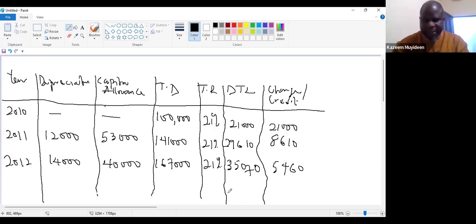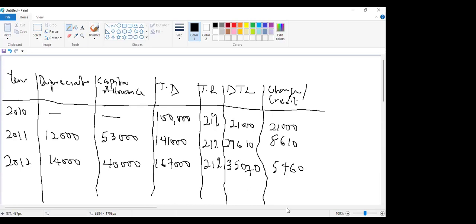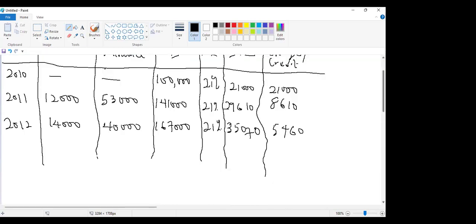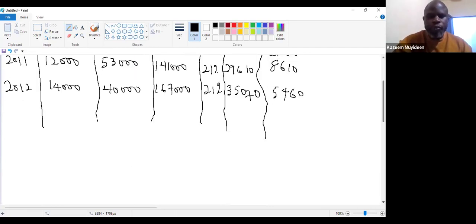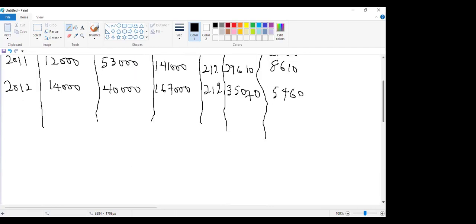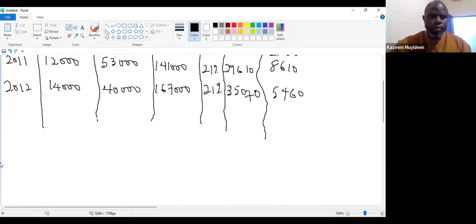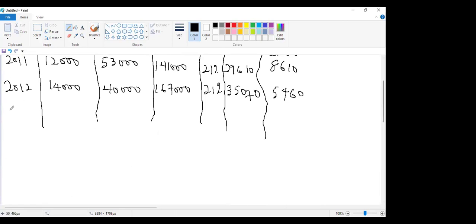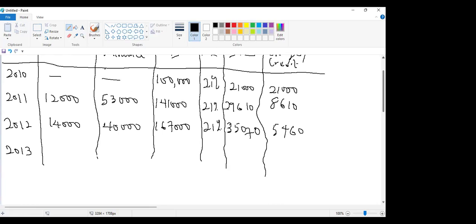Now let's go to 2013. Sorry, sir, sorry to draw you back. So the depreciation, then we have capital allowance, then we have temporary difference, right? The temporary difference is the one for 2011. We have 141,000. Can't we start from the beginning: depreciation, capital allowance, temporary difference? Can we do it that way, sir?